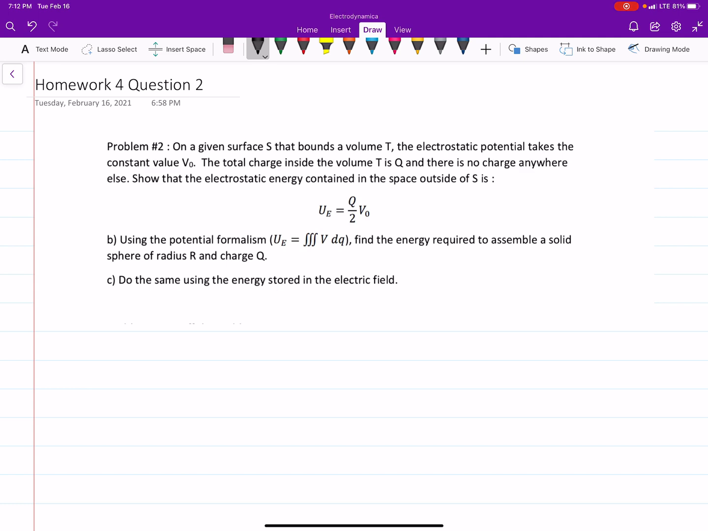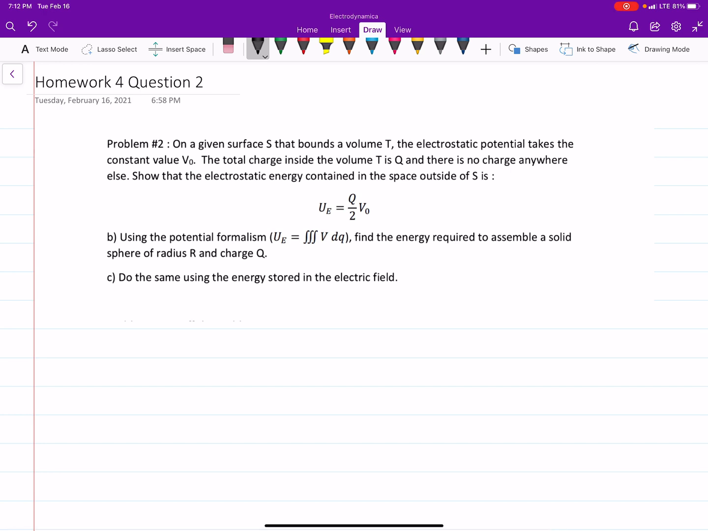So go ahead and get started. This is problem 2. It says, on a given surface S that's bounded by a volume T, the electrostatic potential takes a constant value V naught. The total charge inside the volume T is Q, and there's no charge anywhere else. So the electrostatic constraint in the space outside of S is that B wants us to find the energy required to assemble a solid sphere of radius R in charge Q. And then C wants us to do something similar, to find the energy stored in the electric field.